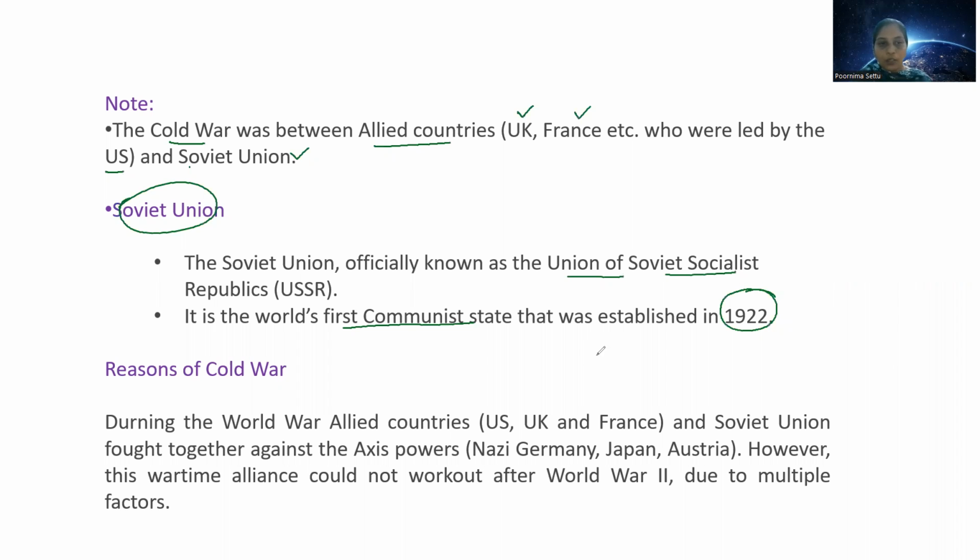Next we'll go on to the reasons. What are the reasons for the Cold War? During the World War, the Allied countries, USA, UK and France, and the Soviet Union fought against the Axis powers. What are the Axis powers? Nazi Germany, Japan and Austria. However, the wartime alliance could not work out after World War II. There are multiple factors.